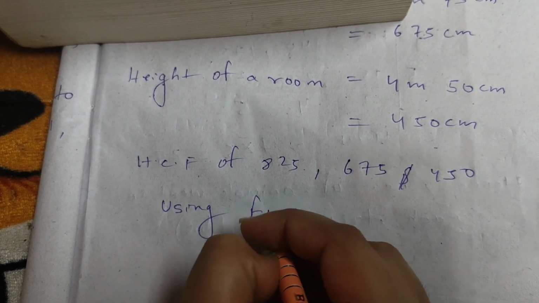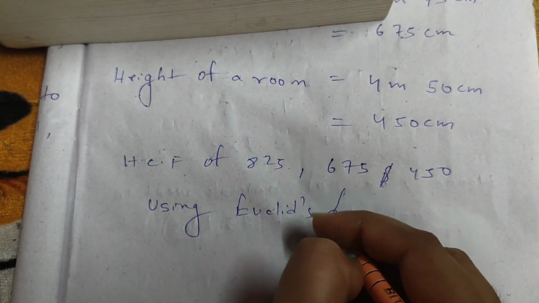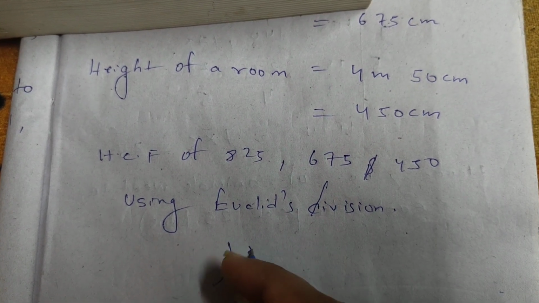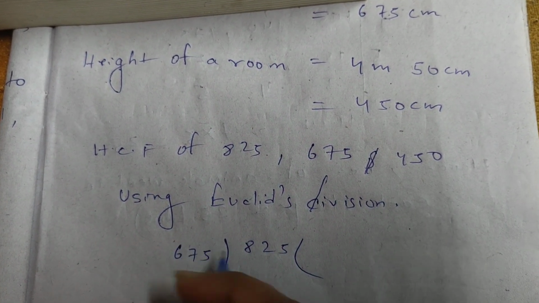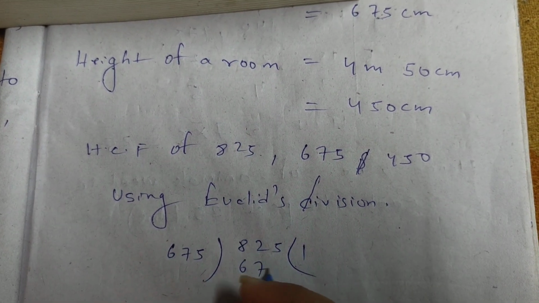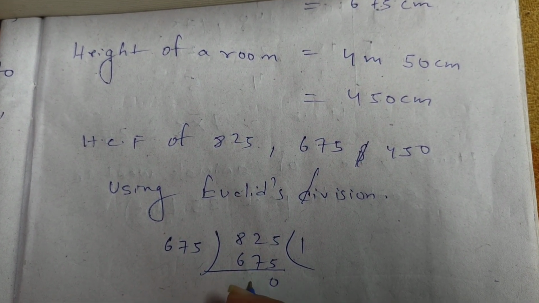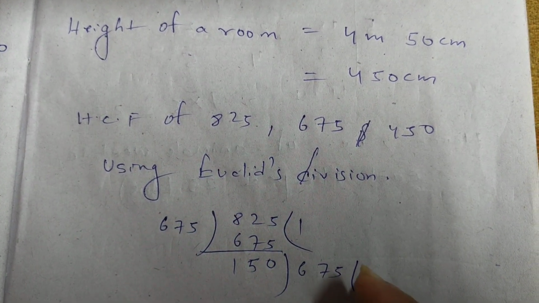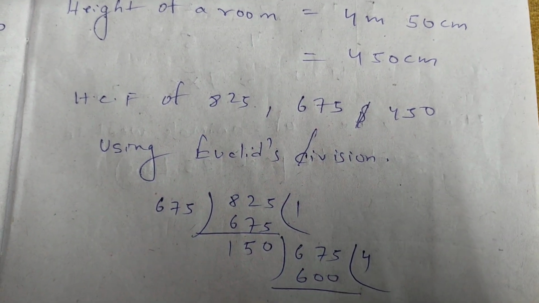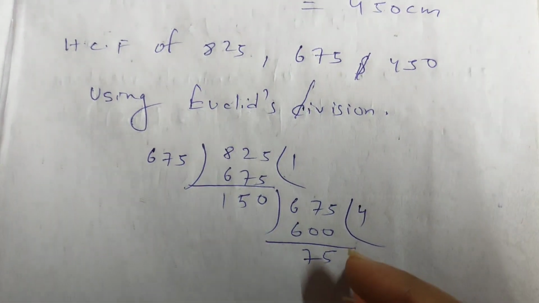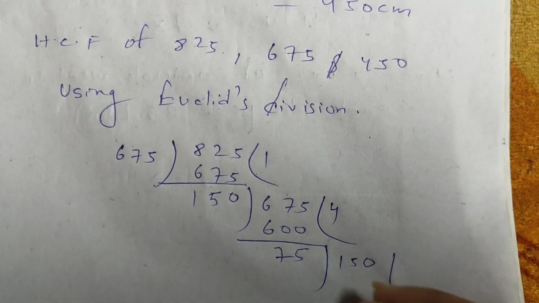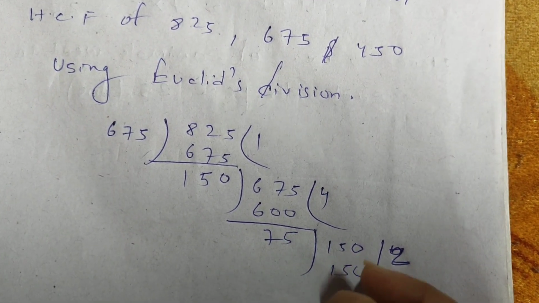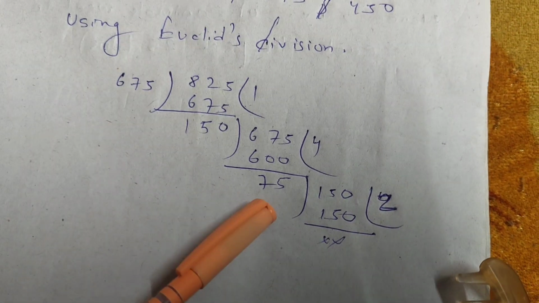Okay, using Euclid's division, 825 divided by 675: 1 times 675, remainder 150. Now 675 divided by 150: 4 times 600, remainder 75. Now again we divide 150 by 75, 2 times 150. So the last divisor is 75.